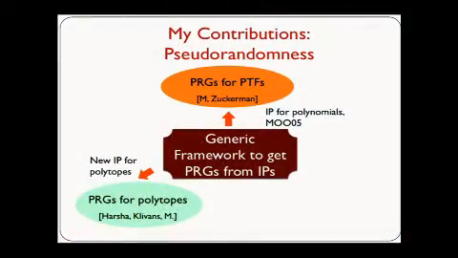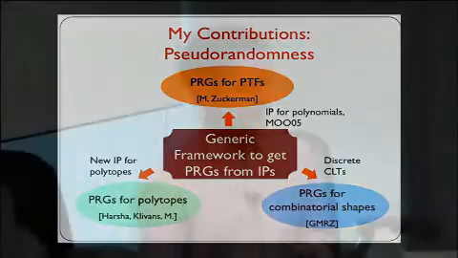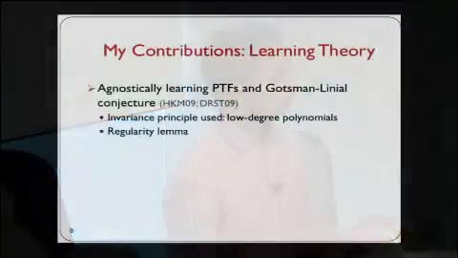And we use the ideas developed in this work along with a new invariance principle for polytopes that we developed to get PRGs for polytopes. And this is joint work with Harsha and Klivans. And finally, we develop a new, somewhat elementary approach to discrete central limit theorems and use those ideas to get pseudorandom generators for combinatorial shapes. And this is work with Gopalan, Reingold, and Zuckerman.